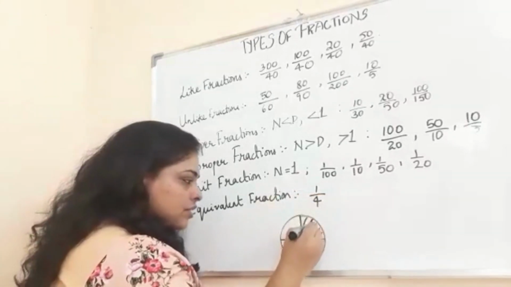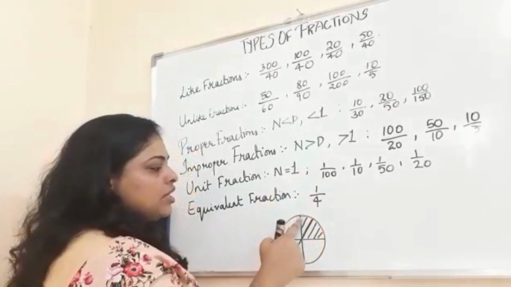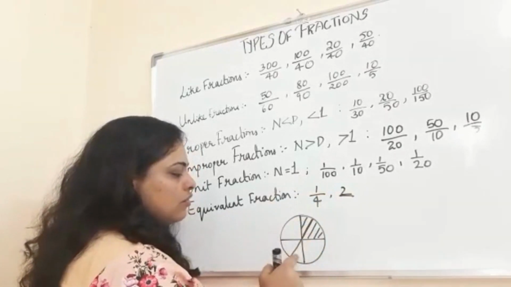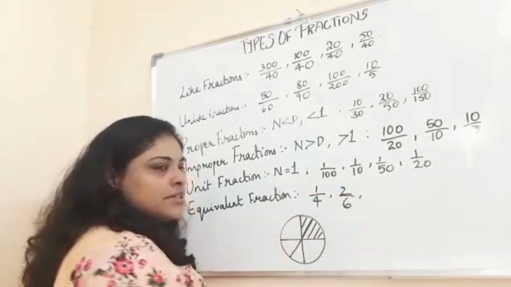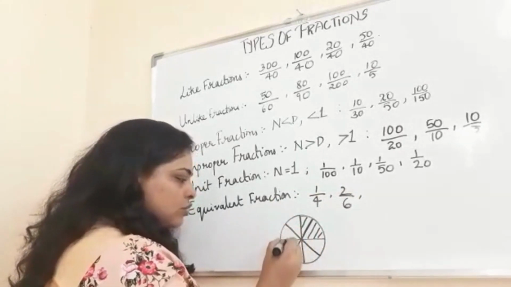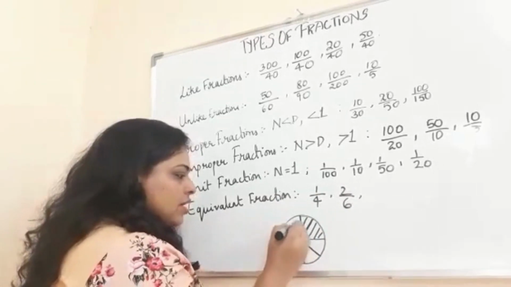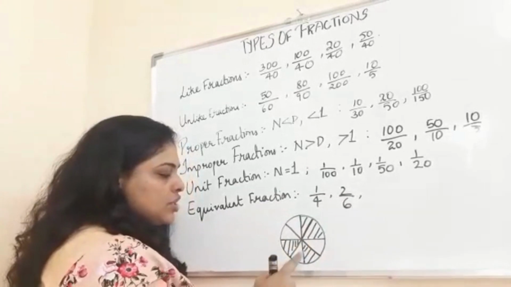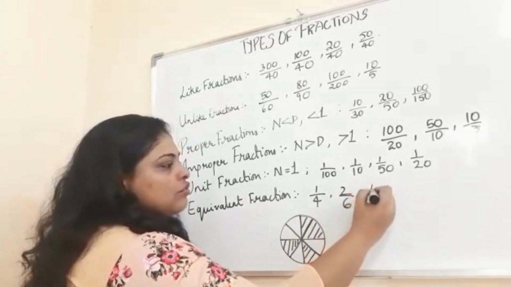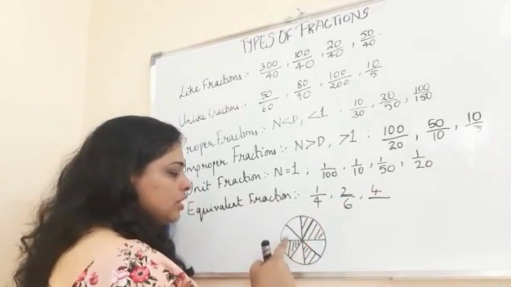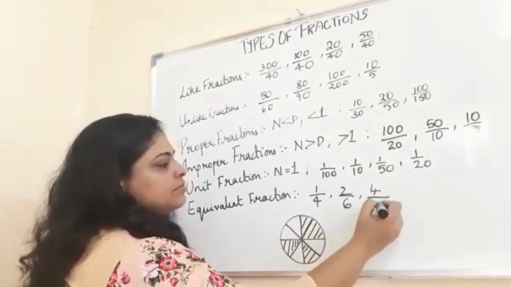I'm trying to cut another pizza in between. How many parts are shaded? 2. So 2 by 1, 2, 3, 4, 5, 6. 2 by 6. And I'm trying to cut another in between. I'll shade here. I'll shade here. So totally how many parts are shaded? 1, 2, 3, 4. 4 parts are shaded. Out of how many? 1, 2, 3, 4, 5, 6, 7, 8.